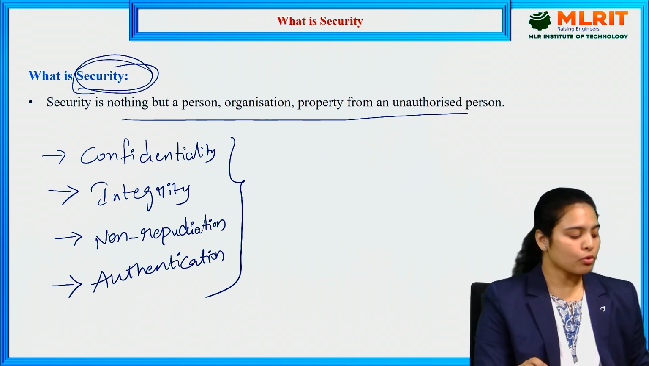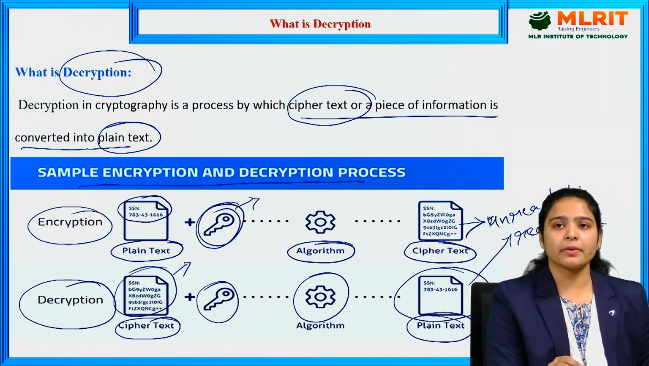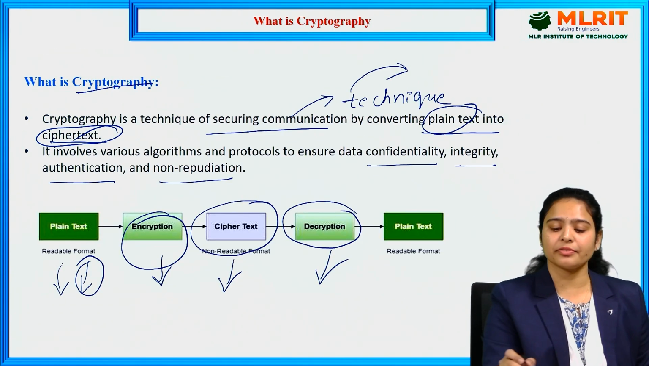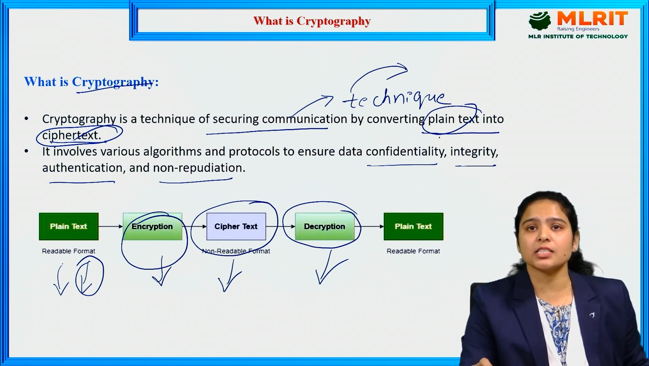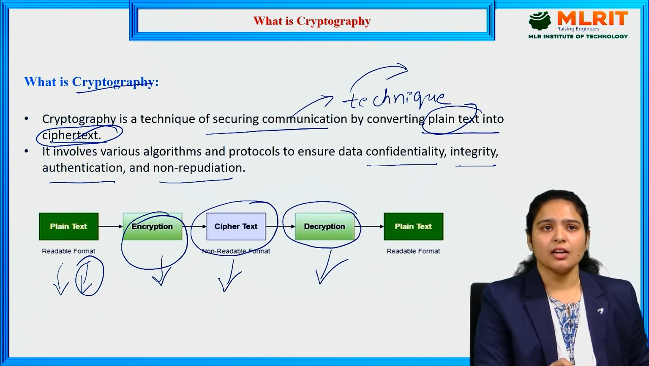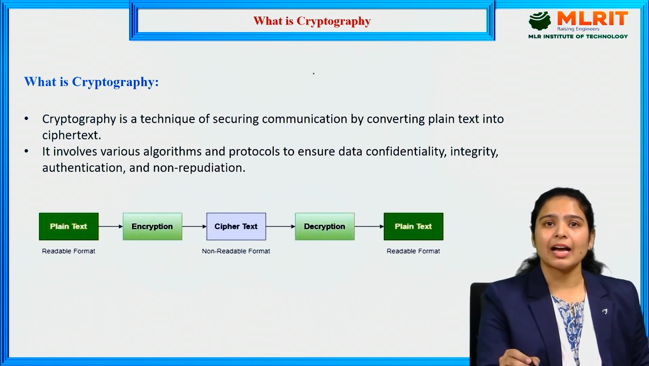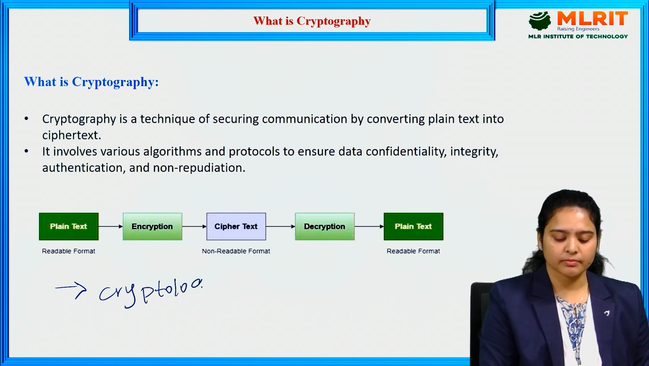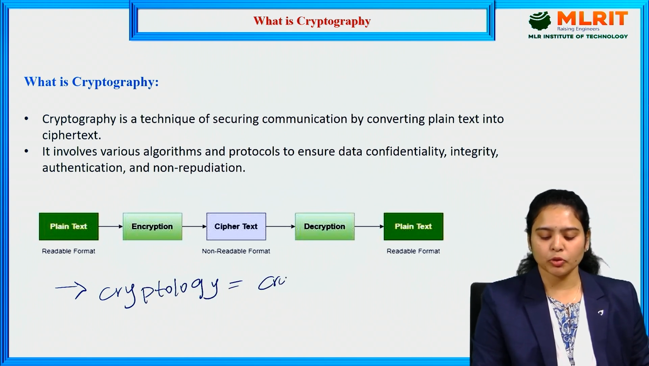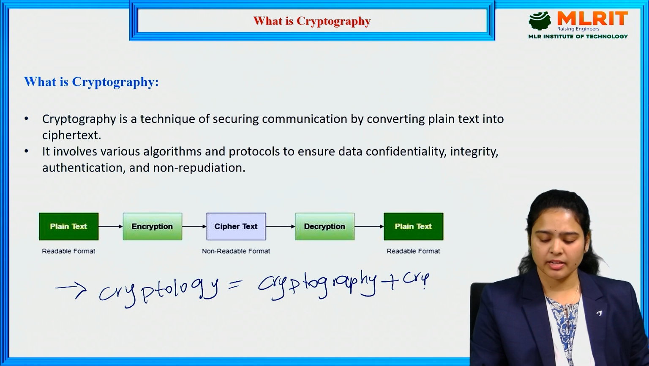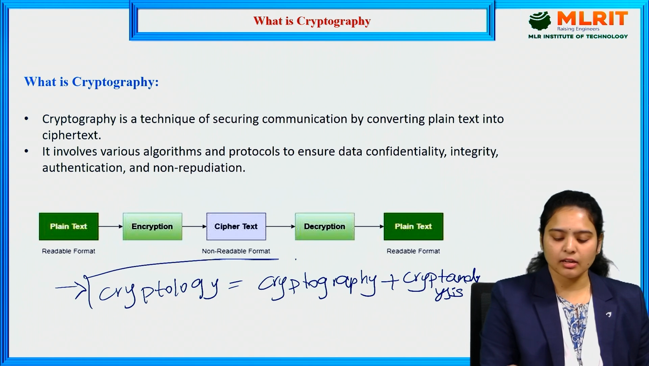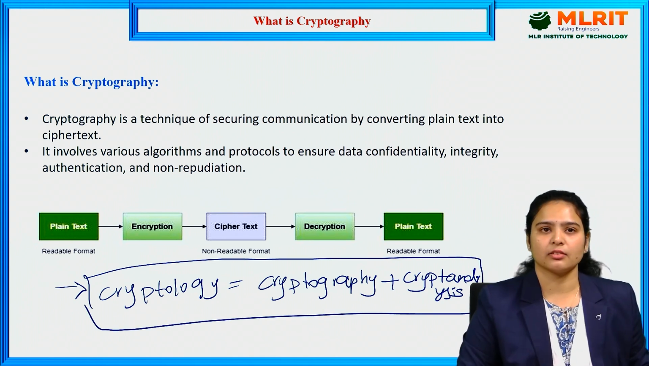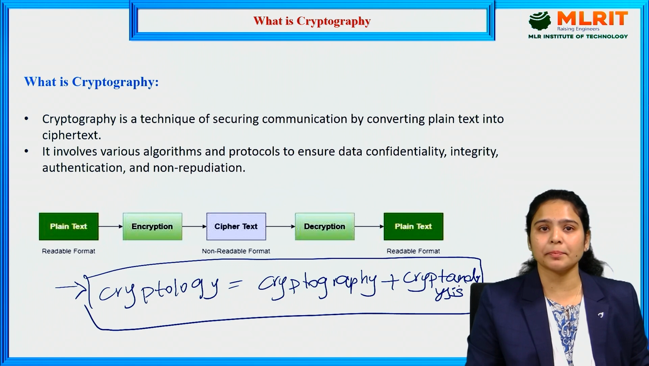Okay. Also, in the previous slide I discussed in the first topic that cryptography is securing communication, converting plain text into ciphertext. Why are we using cryptography? We need to know that cryptology equals cryptography plus cryptanalysis. This is the formulation of cryptography: cryptology equals cryptography plus cryptanalysis.